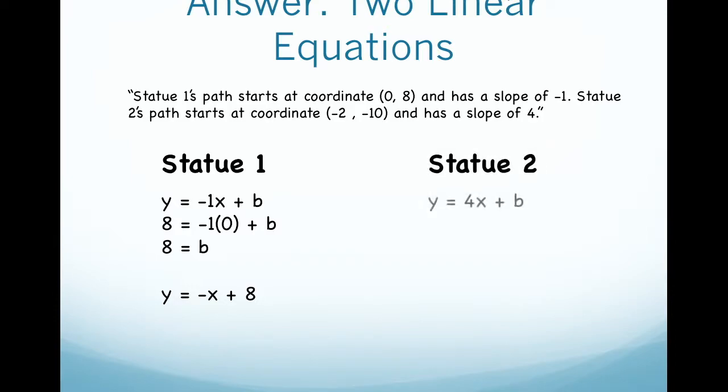For statue 2, we're going to do the same thing. They gave us the slope, it's 4. We're going to plug in -2 and -10 into our x and y. Solving for b, we get -2. So our rule for statue 2 is y equals 4x minus 2. Now we can go on and see where they cross.